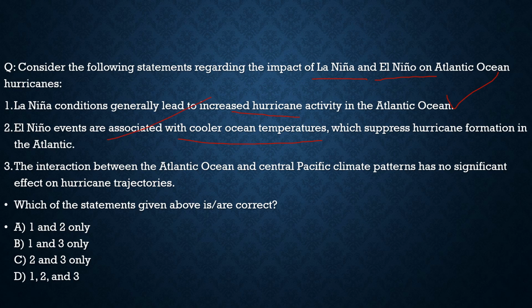100% correct. Third, the interaction between the Atlantic Ocean and the Central Pacific climate patterns have no significant effect on hurricane trajectories. No, it is totally incorrect. They have a significant impact on hurricane trajectories. So with respect to this question, the correct statements are statement 1 and 2 only. And from the code given below, the correct code is option A. With this, let's move to another question and try to solve that.